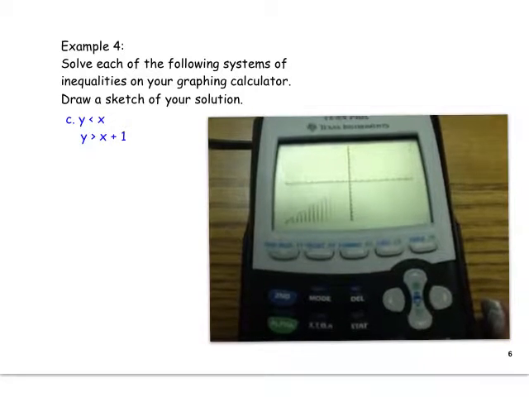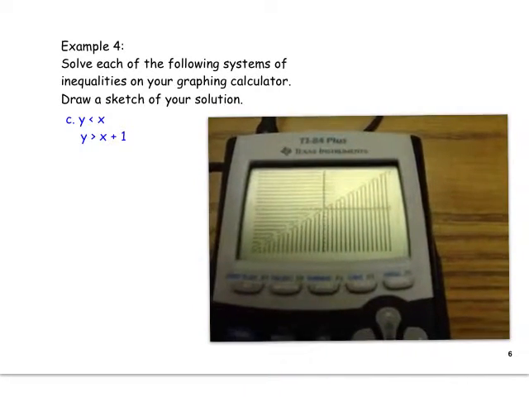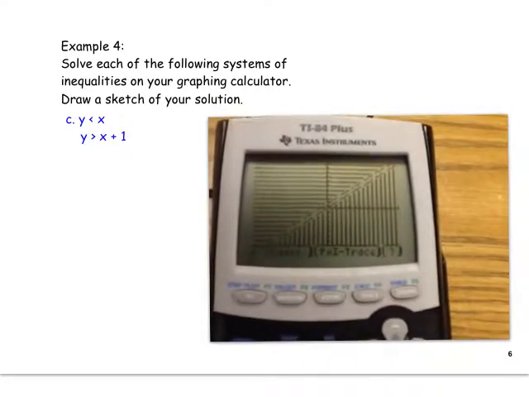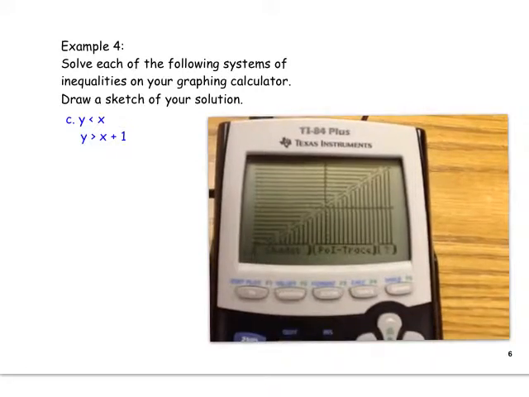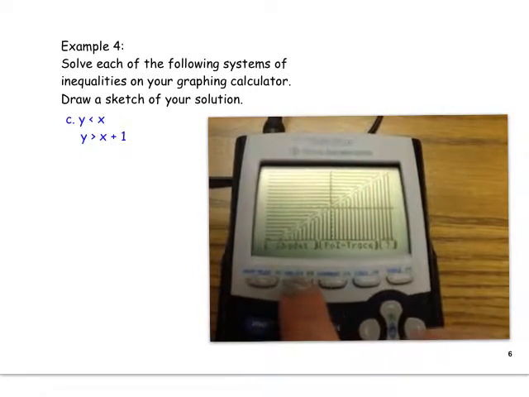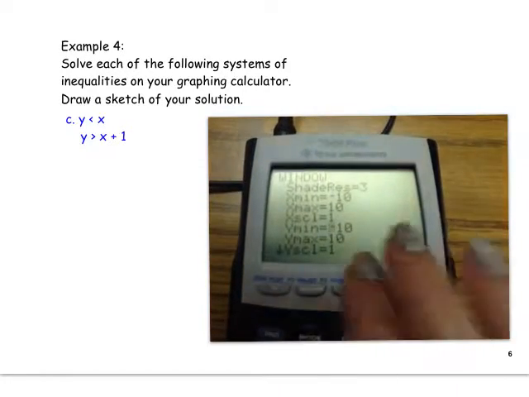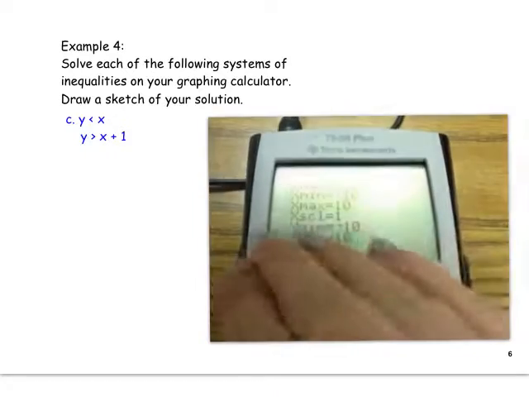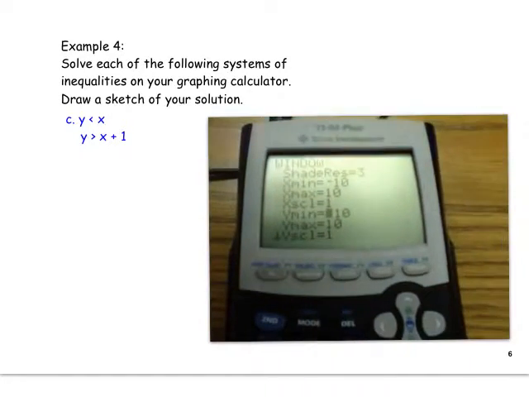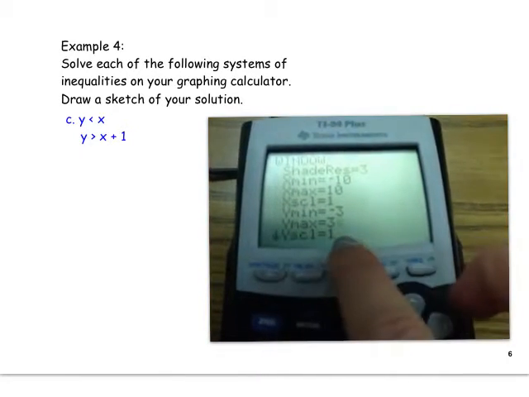I'm going to push the graph button, and we see here the two inequalities. You may notice that it's difficult to tell if these are actually intersecting. It may be hard to see on your window view, so I'm going to push window. And I did this yesterday. I just cut off part of the top and the bottom of the graph by changing the y minimum and y maximum to be smaller numbers. So I'm going from -3 to +3.